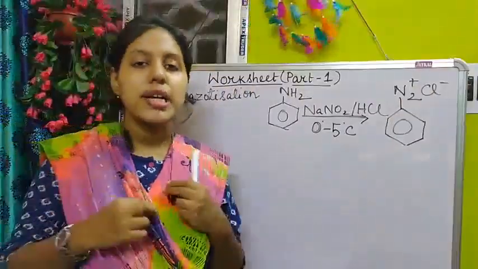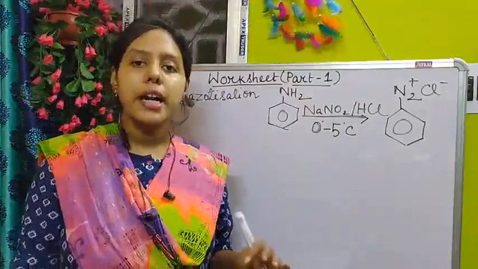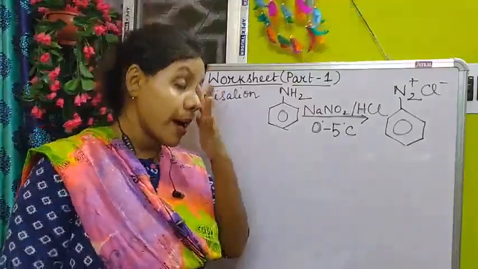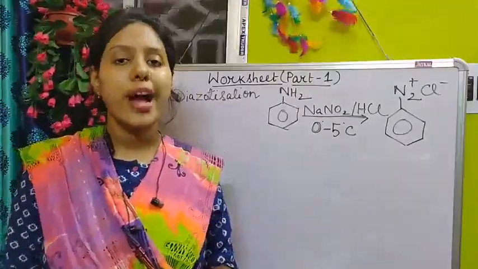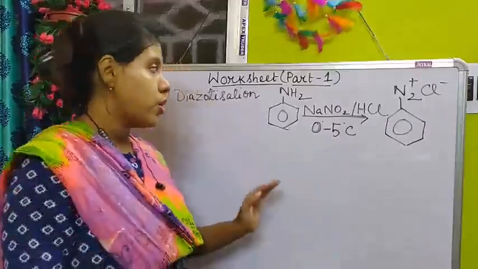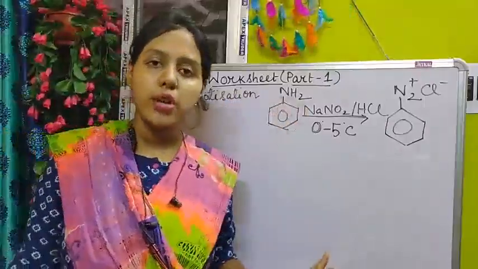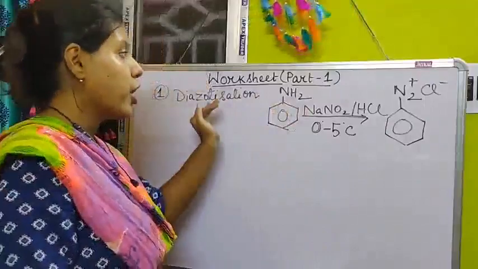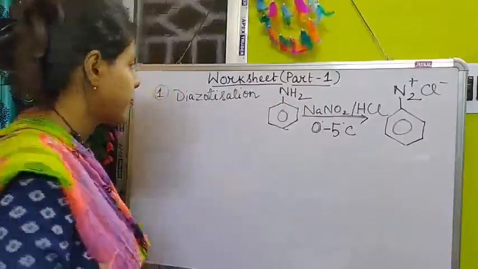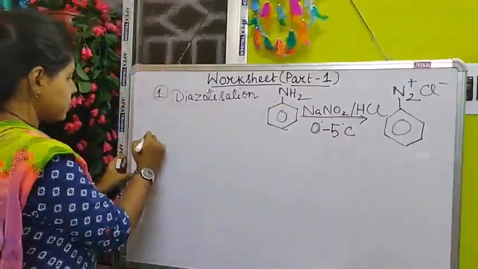Next is the Mulliken-Barker test. Whatever I have given in the notes you have to write in this way. The diazotization reaction I have also given, so you have to follow the notes properly to get full marks in a question.